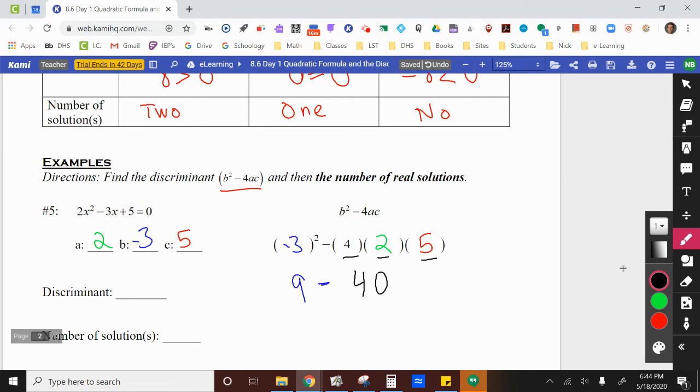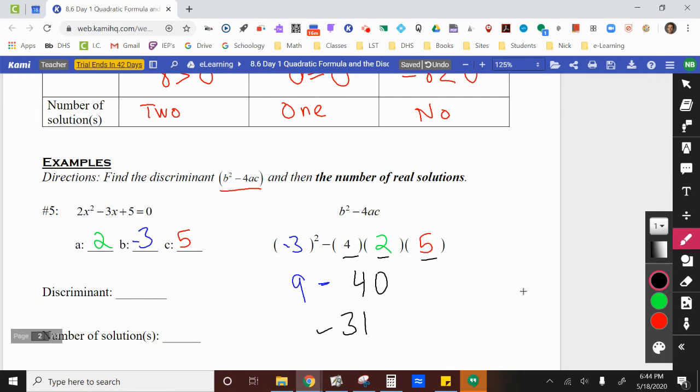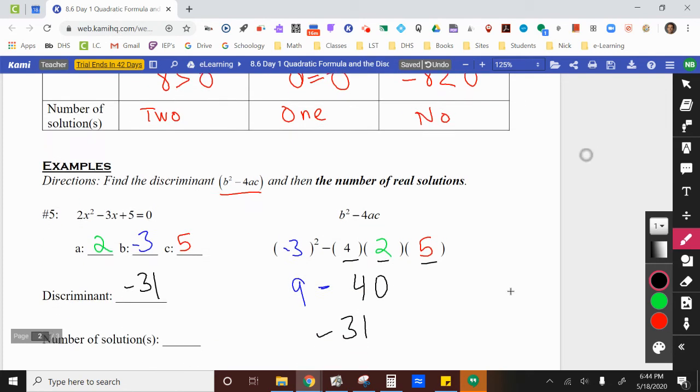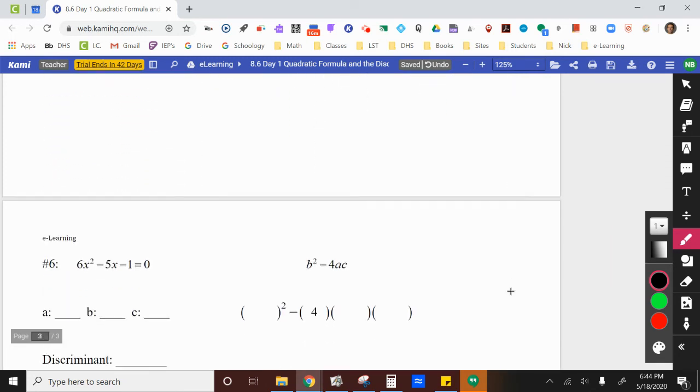All right, well, now I have 9 minus 40, and that gives us negative 31. So that means my discriminant is negative 31. And again, if I have a negative discriminant, anything less than 0, I have no solution. That kind of makes sense. All right, let's try another one.